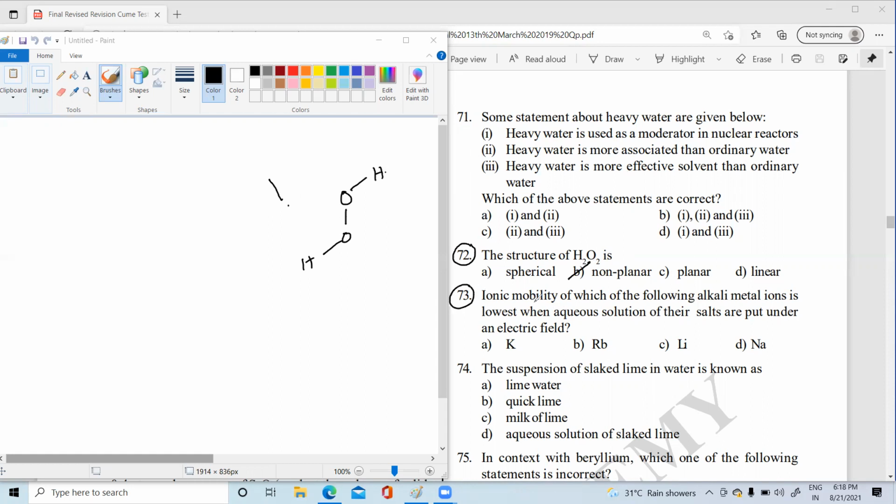Now 73. Among the following alkali metal ions, which has the lowest ionic mobility when their salts in aqueous solution are put under an electric field? They're asking which mobility is lowest, students. As we know very well, we have lithium, sodium, potassium, and rubidium. So which is the smallest in size, students? The smallest is this one. Small size will have the highest hydration energy.